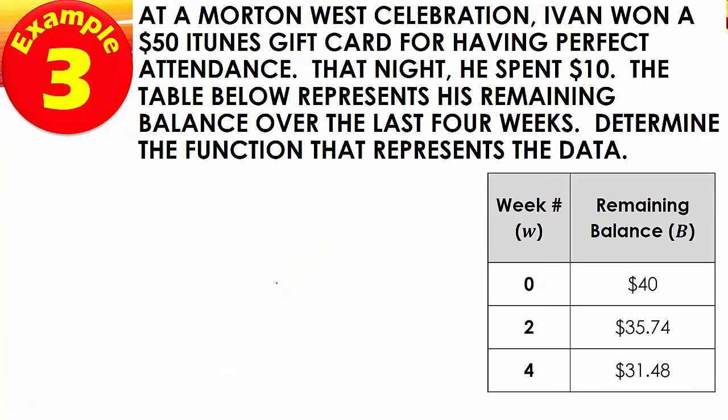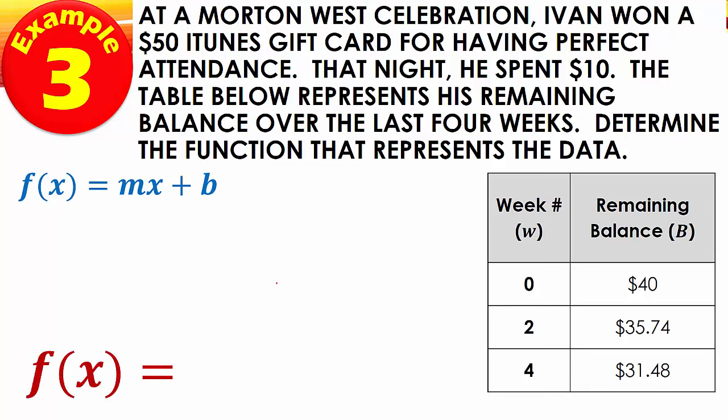Final example. So at a Morton West celebration, Ivan won a $50 iTunes gift card for having perfect attendance. That night, he spent $10. The table below represents his remaining balance over the last 4 weeks, and determine the function that represents the data. So again, same format, f of x equals mx plus b. So we can just start off writing the f of x. Now we're going to find the rate of change first. It doesn't matter what you do first, but we're going to find that rate of change first.